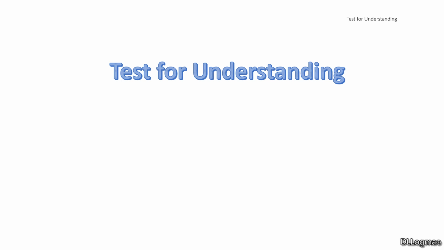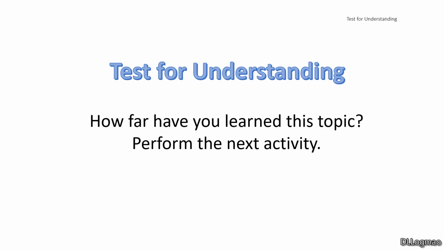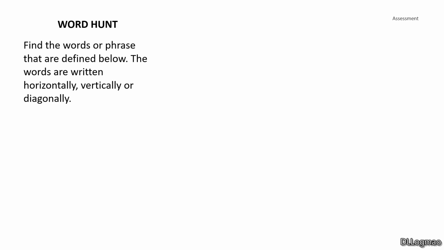So let's test your understanding. How far have you learned this topic? Following are 20 items you have to identify. After identifying, to check if that is correct, find the word from the jumbled letters on the table. I suggest you have a pen and paper ready for you to write your answers. Pause the video every group of items to give you more time to think and hunt for the words or phrase in the table. Okay? Good luck and enjoy while learning. Let's start.